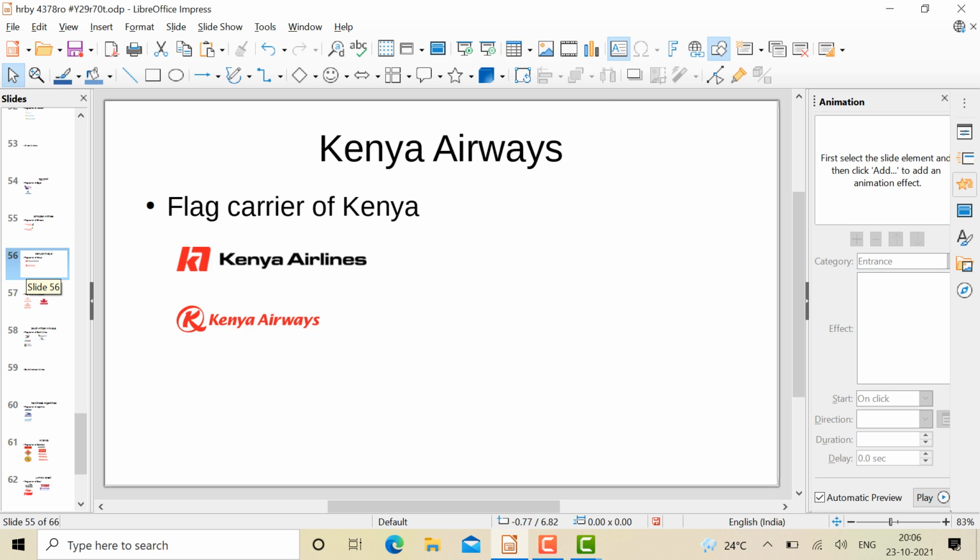Next, we have Kenya Airways, which is the flag carrier of Kenya. The first one had kind of like a K with some kind of a 7, I don't know what it is, with the name Kenya Airways written. Then it was simply a K with the name Kenya Airways beside it.